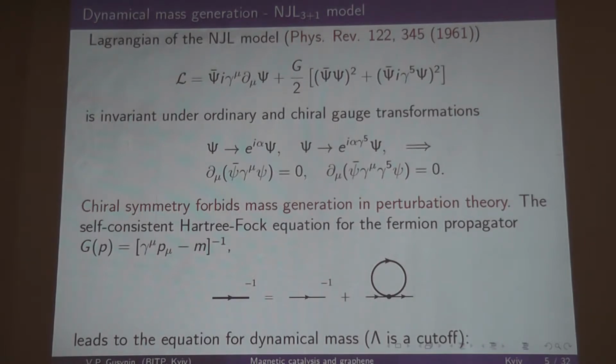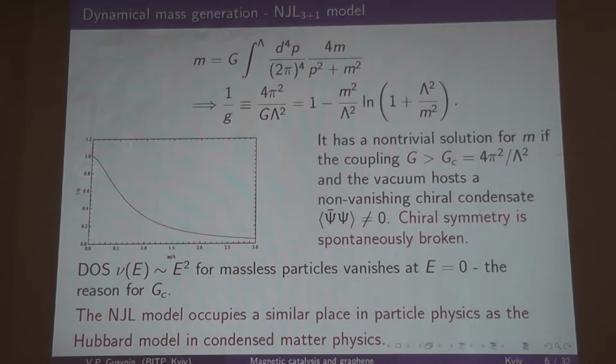How does it lead to mass generation? So the equation is very simple. You can just integrate, introduce some cutoff. We need the cutoff because the model is non-renormalizable. And actually, if we consider this model as an effective one, it will be some physical parameter which can be taken from experiment, for example, when you discuss the model applied to quarks.